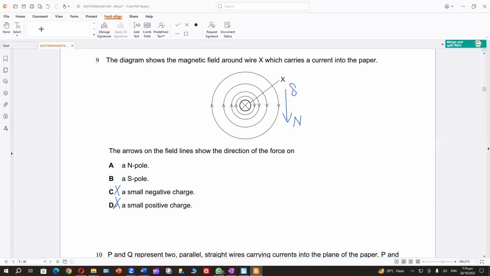Okay, one answer suggested is A. Other people, the arrows on the field lines show the direction of the force on a north pole or on a south pole.